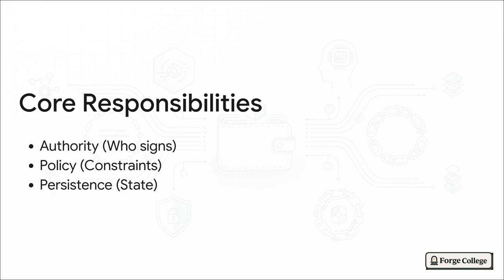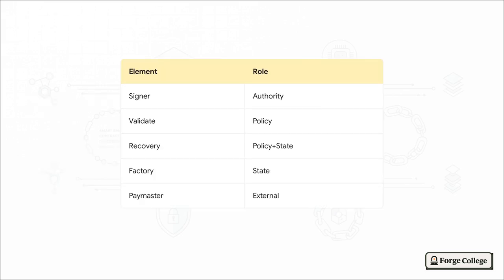Honestly, when you look at any smart wallet out there, if you can just identify how it handles authority, policy, and persistence, you've completely demystified the whole thing. Now, what's really interesting about this slide is how the concrete code elements you were debugging last time map so perfectly onto these clean theoretical roles. The signer? Yeah, that's pure authority. That validation policy you fought with for hours? That's your policy. Your recovery module? That beautifully blends policy and persistence.